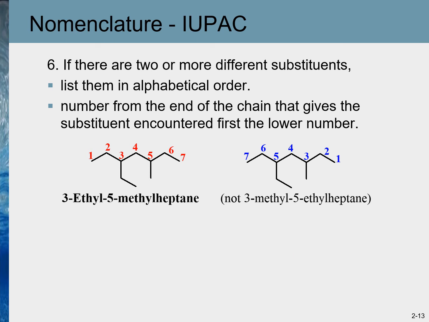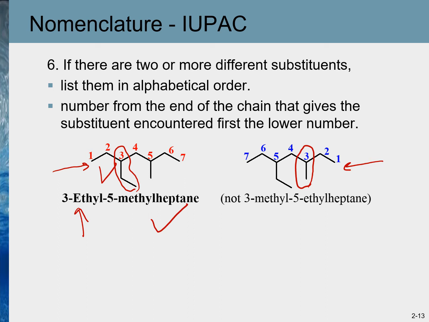However, if there are different substituents, such as in this case, and they are at equivalent positions. For example, if we count from left hand side, we encounter the first substituent at number 3 position. If we count from right hand side, then again we encounter the first substituent at number 3 position. So both are equivalent. In that case, we give preference to the substituent which comes first alphabetically. So this is preferred because at number 3 is ethyl, and ethyl comes first in alphabetical order. So we will go with this order.